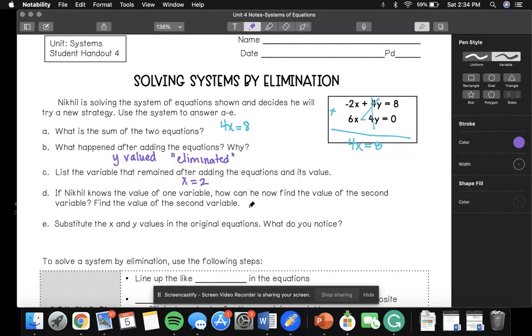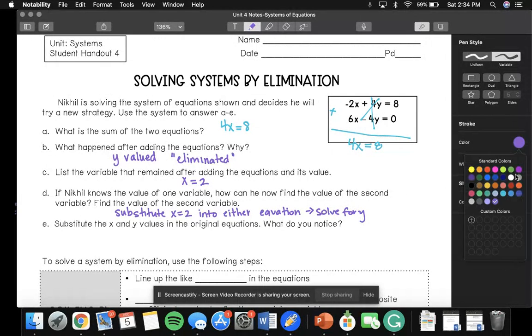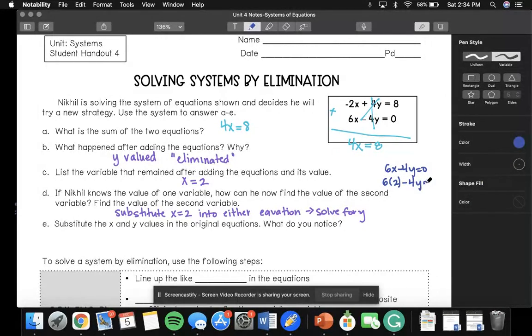If Nikhil knows the value of one variable, how could we find the value of the second variable? If we know that x equals 2, we could substitute x equals 2 into either equation and solve for y, because we know the x coordinate, we just don't know the y coordinate. I'm going to use the bottom one just because I want to. So 6x minus 4y equaling 0.